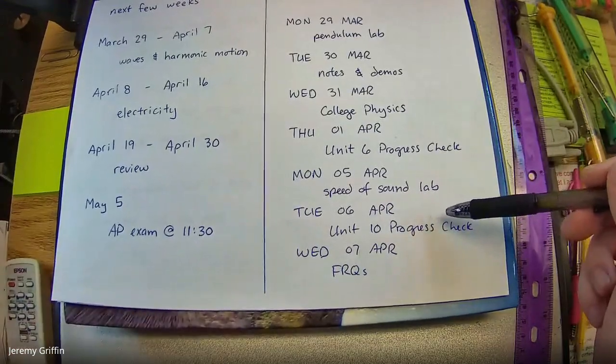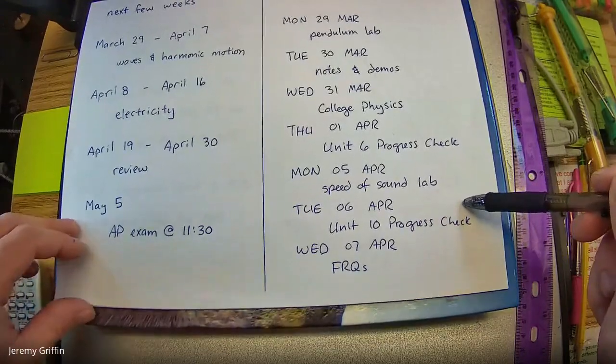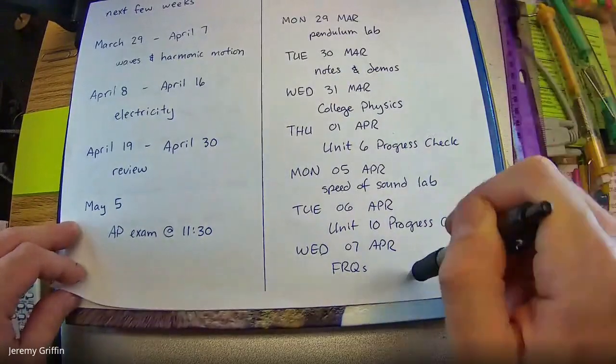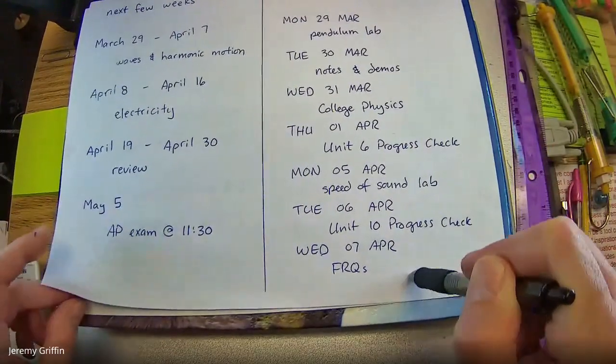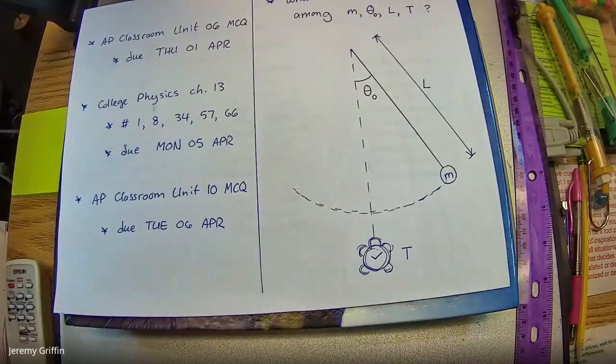And then I want to do the Unit 10 progress check questions, cover those on Tuesday, so finish those by then. And then probably say Wednesday for FRQs. So if we stick to this, then we should be finished with 2 more sections by next Wednesday. So I hope I can keep that schedule.